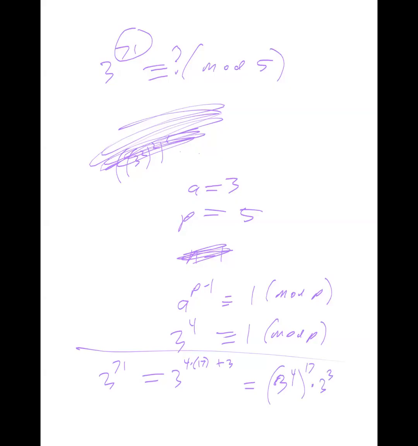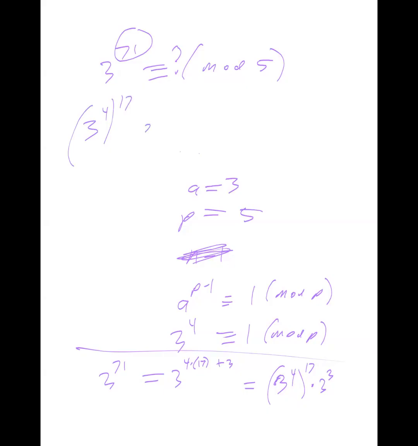Because I can simply factor out the 17 from the 4 and write it as 3 to the 4th to the 17th power. And anytime you have 3 to the a plus b, you can factor out 3 to the b on the side. So the congruency problem, 3 to the 71st, can be expressed as 3 to the power of 4 to the 17th times 3 to the power of 3 is congruent to what mod 5? See how that changed?